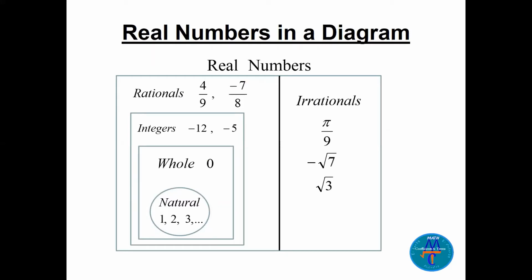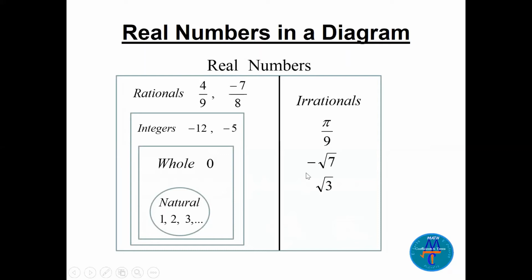See, the natural numbers are this small set inside. If you add 0 to natural, it will be a bigger set. We call it whole numbers. And then if you add the negatives, it will be integers. If you add the fractions, it will be rational. On the other side, there are irrationals.